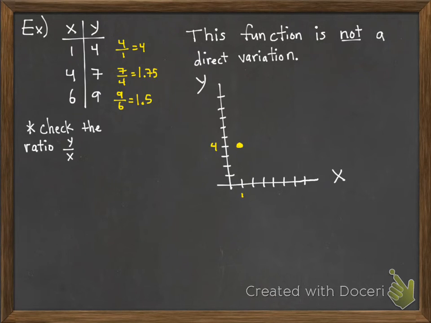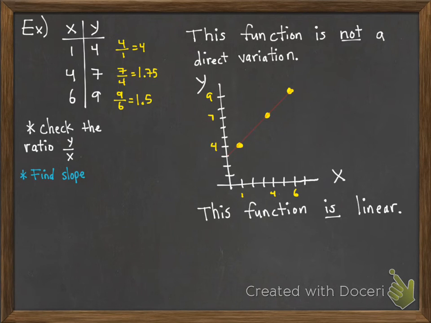We go to the point (1, 4). Remember, 1 is the x number and 4 is the y number. We go to the point (4, 7) next, and then the point (6, 9). If you look at these, the points line up and make a straight line, meaning that this is a linear function. We can still use the formula y equals mx plus b to write the equation for this function, even though it's not a direct variation because it does not go through 0, 0.